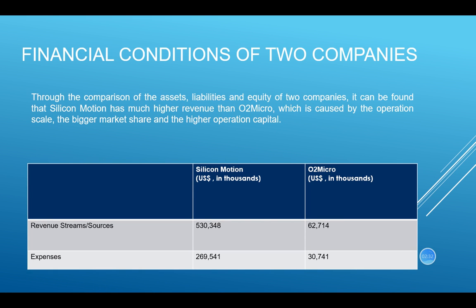The larger operating scale, larger market share, and higher operating capital have resulted in Silicon Motion having a much higher revenue than O2 Micro. And of course, the expenses are more.